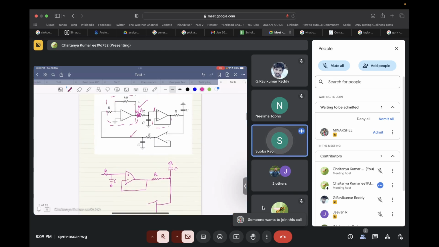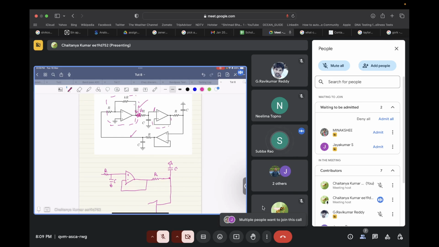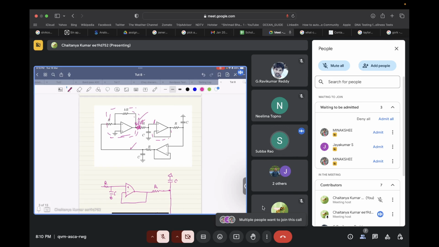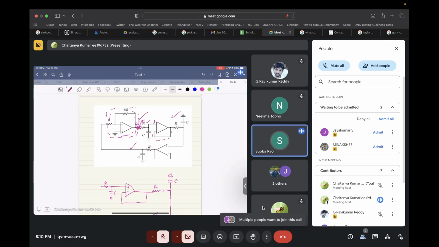So both the RC combinations will shift 180 degrees, sir. Is it like that? No, no. Each of the RC, there are three RC combinations. Three into 60 degrees. Each of the RC will give some phase shift, so that overall loop gain from V1 to V out is 360 degrees. 180 we will get from this non-inverting amplifier. Rest of it we will get from these three filters over here.